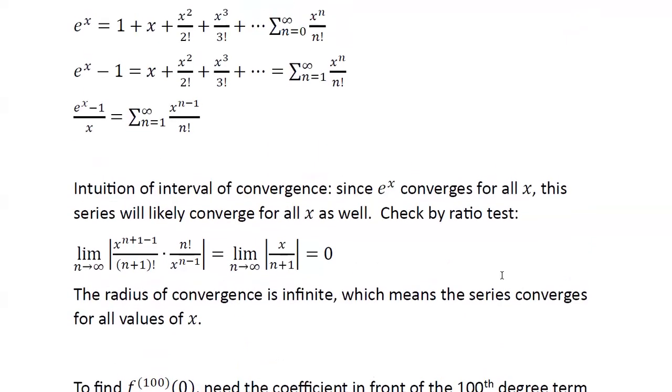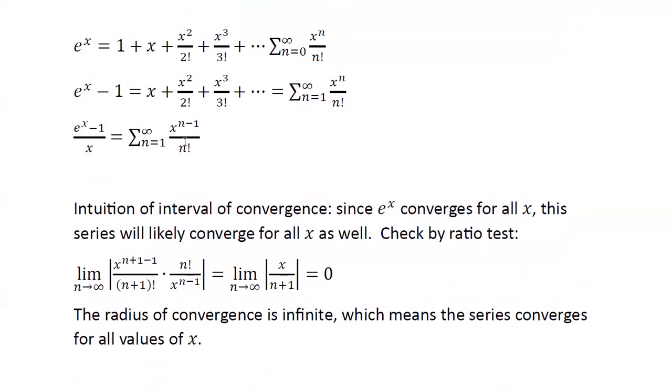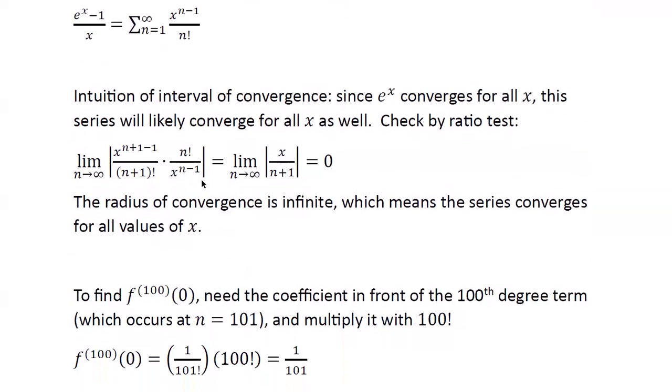So what was the general form? How do we get x to the 100? That's n equals 101, correct? So what's the original coefficient out in front? It's 1 over 101 factorial. And then we multiply by 100 factorial because this is the 100th derivative. We're going to be taking 100 derivatives, so that's the effect of the power rule, this 100 factorial right here. So this simplifies to 1 over 101. And that's the answer for this.